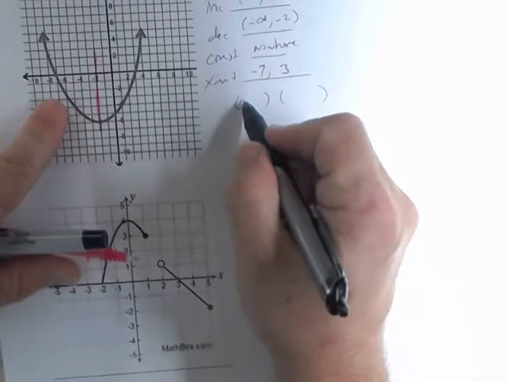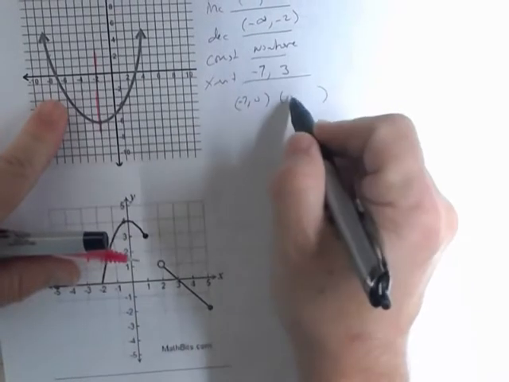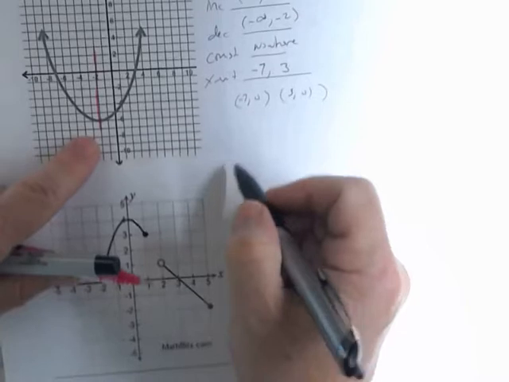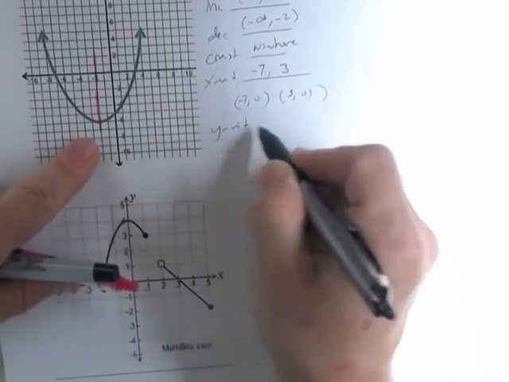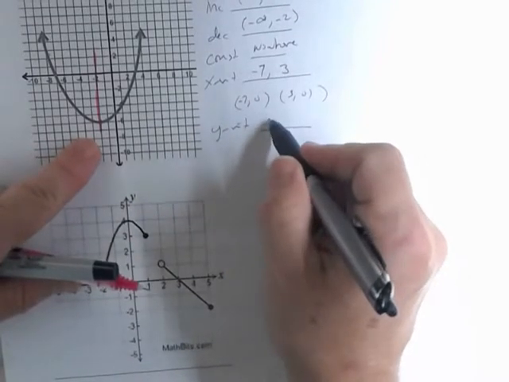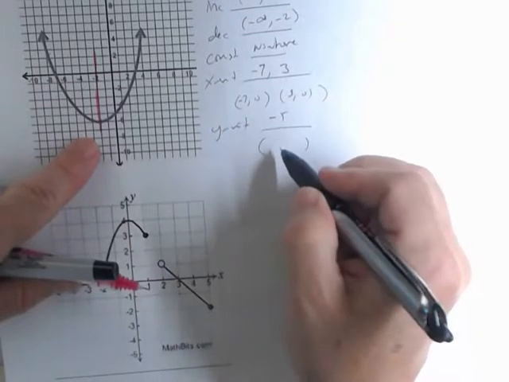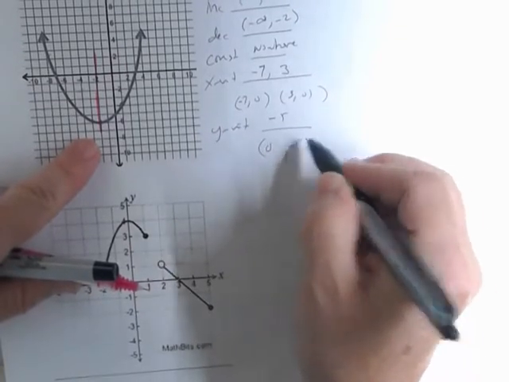What's this ordered pair going to be? And what's this one? All right. And you can easily tell me what the y-intercept is. What's the y-intercept? Okay, -5 as an ordered pair. What is it? 0, -5. Very good.